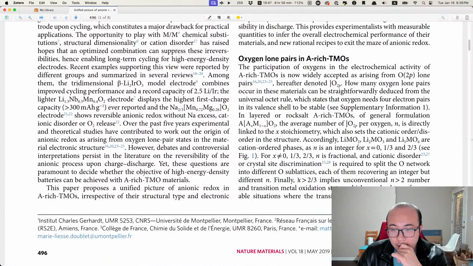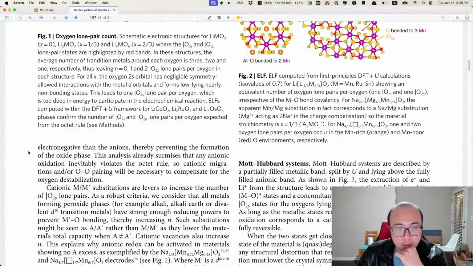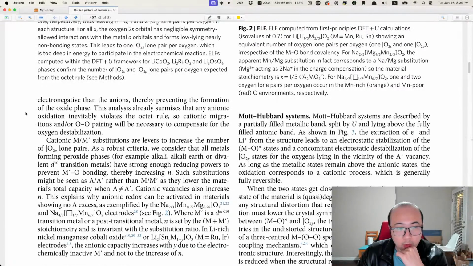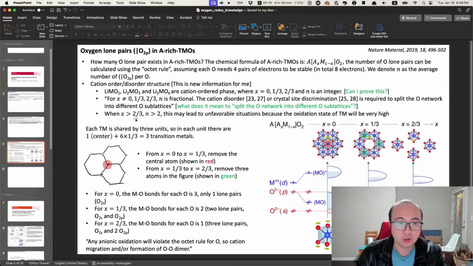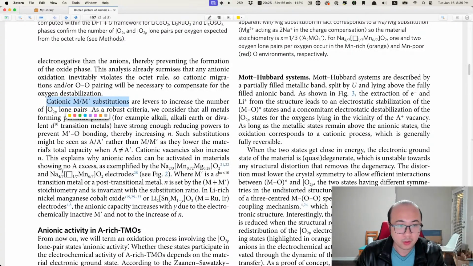Okay, finally, X implies some conventional 1+2 number and transition metal, which may lead to unfavorable situations where transition metal become more electronegative than the ions. Okay. Cationic MM substitutions. So MM substitutions are levers to increase the number.